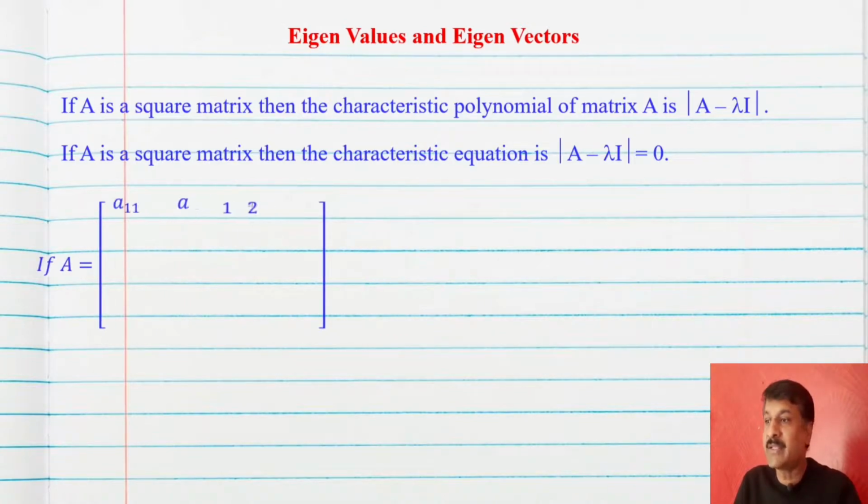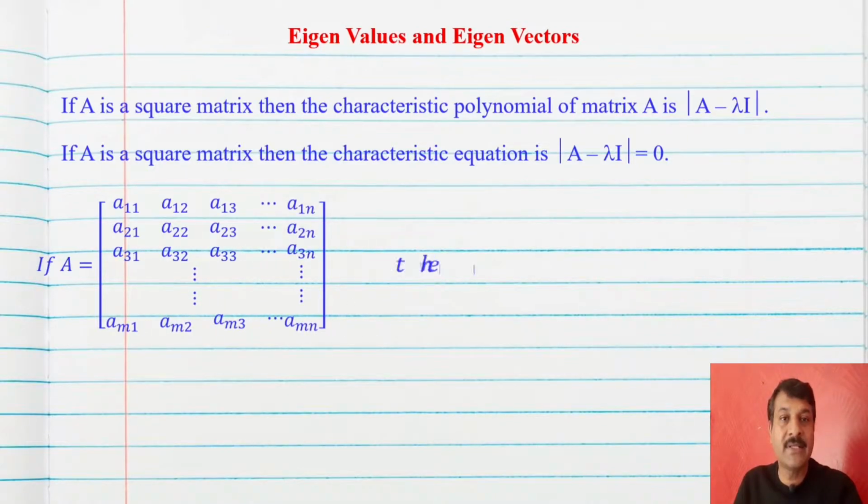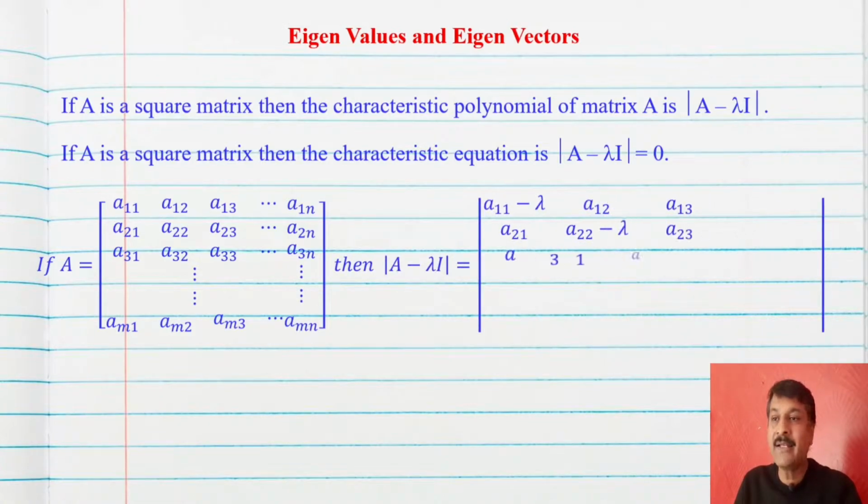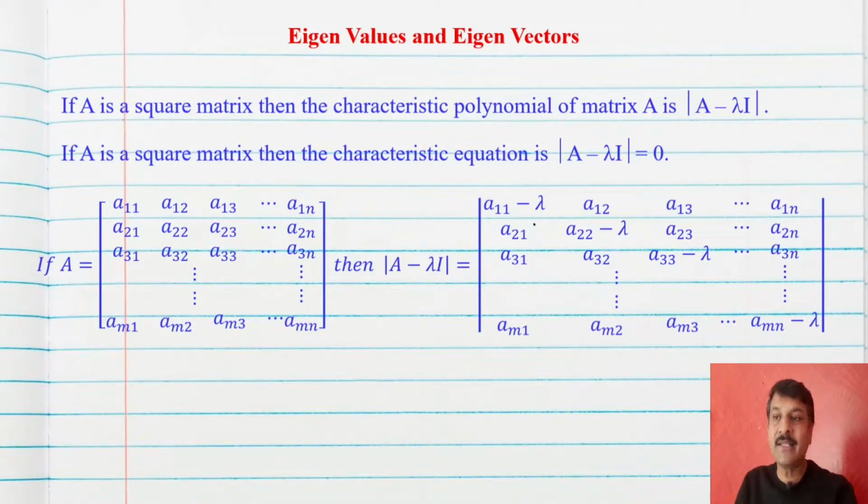For example, if we consider a matrix A of order n by n, it means it is a square matrix of order n. Then the determinant of A minus lambda I is a determinant. You can see here. So what is the change in this determinant? Here I means the unit matrix or identity matrix of order n, and that is why we get change in the diagonal elements only. This diagonal element A11 becomes A11 minus lambda, because in the identity matrix only the diagonal has 1, 1, 1. So this is the characteristic polynomial of matrix A.